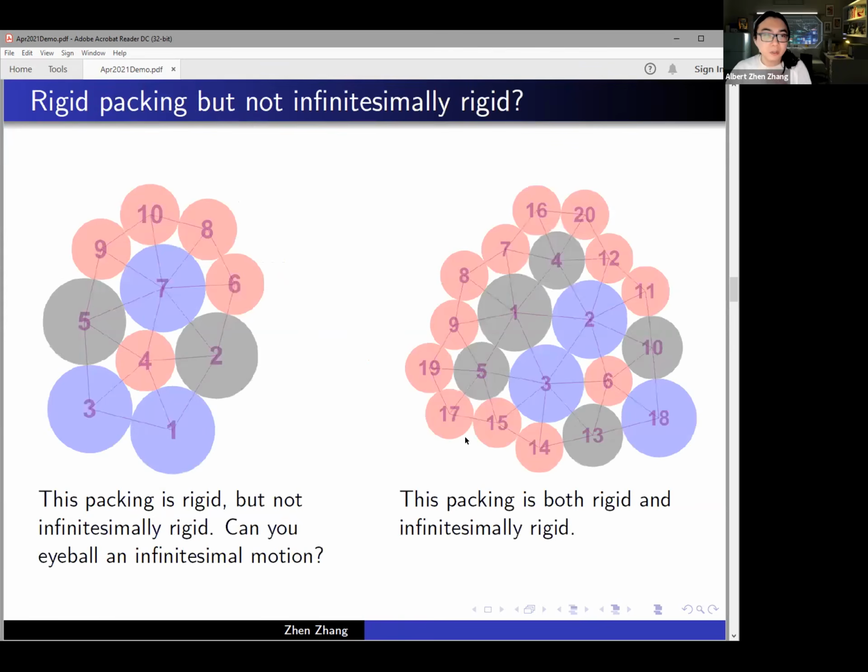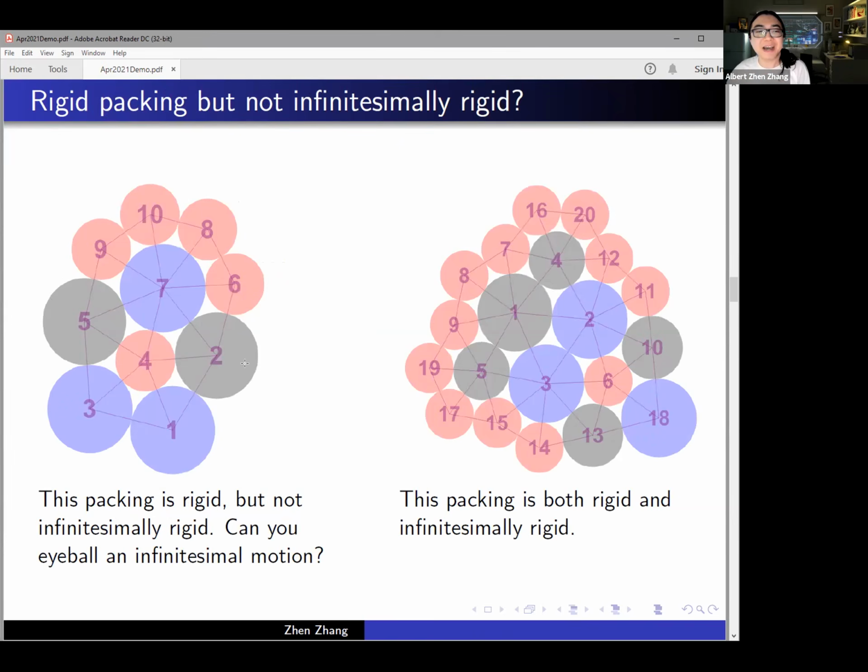Of course, again, infinitesimal rigidity implies rigidity because you can otherwise take a motion, then take the derivative. But does rigidity imply infinitesimal rigidity? Well, the answer is no. And here's a counterexample I found. This packing is rigid, but not infinitesimally rigid.